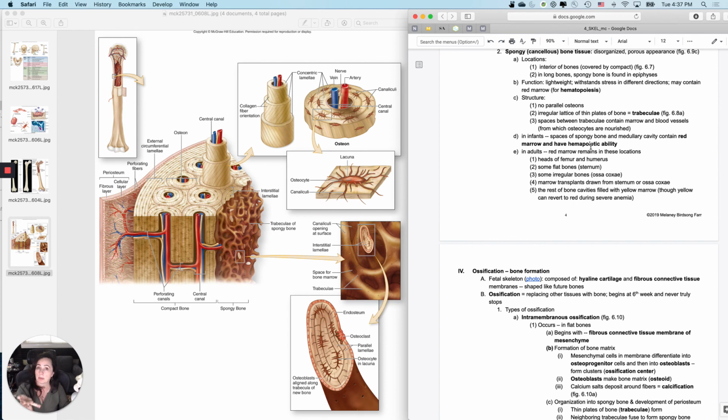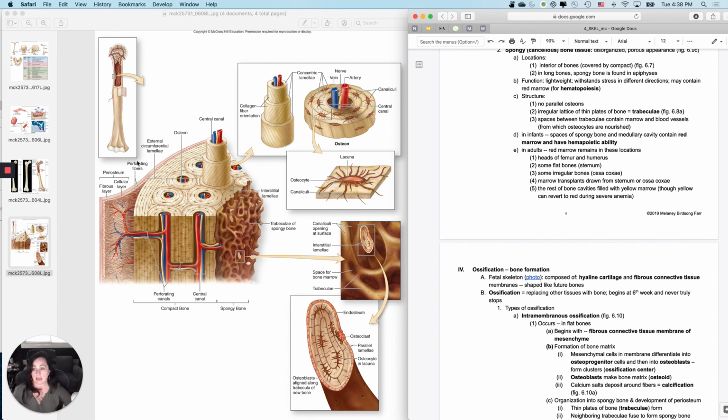The other thing about your bones is that most of the rest of the places are filled with yellow bone marrow, but your yellow bone marrow in a healthy person remembers how to be red bone marrow. So if, for instance, you were in your 20s and you hemorrhaged, but you lived, your yellow bone marrow could revert to becoming red to help you replenish your blood volume. Okay, we will start on ossification next time.